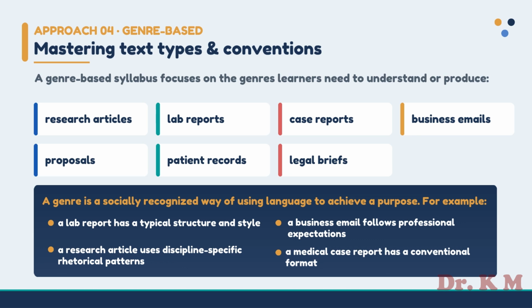A genre is not just a text form. It is a socially recognized way of using language to achieve a purpose in a specific context. For example, a lab report has a typical structure and style. A business email follows certain professional expectations. A research article uses discipline-specific rhetorical patterns. A medical case report has a clear conventional format. Genre-based teaching helps learners understand how communication is organized in real communities of practice.